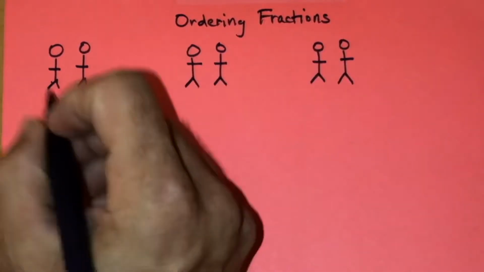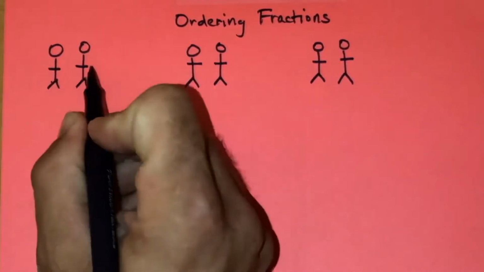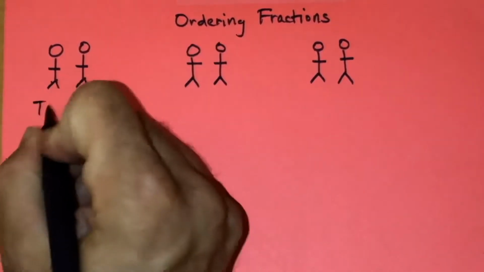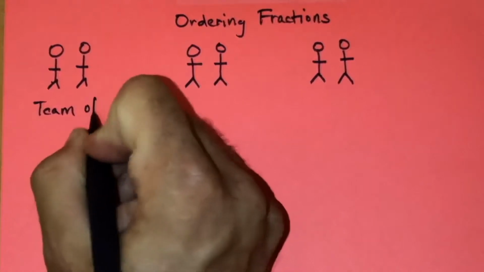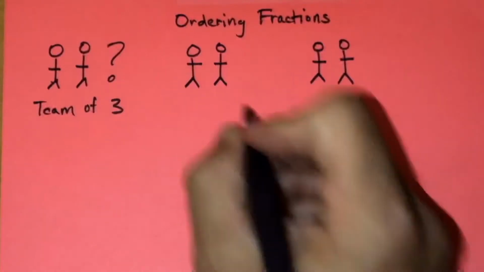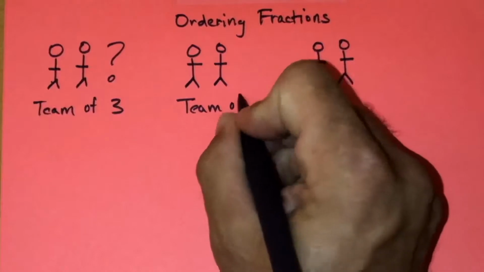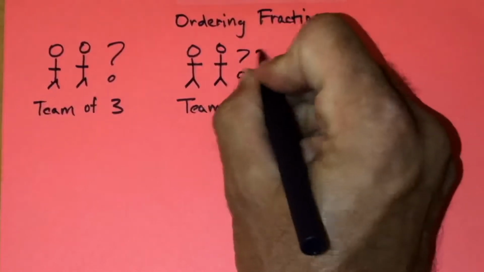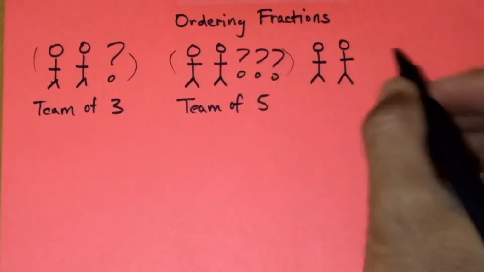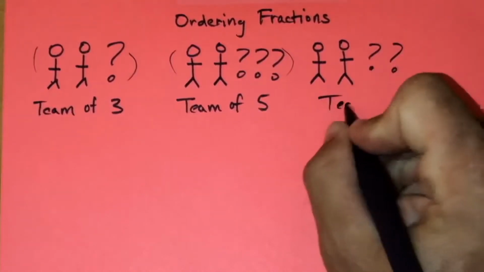First, I want to break up teams. Each team has two members, or two players, thus far. Let's say we have a team of 3, but right now we only have 2 members present. We're missing 1 member. Let's say we look at a team of 5 here. That would mean we're missing 3 players to our team, right? And then let's say we look at a team of 4, and we're missing 2 players here.